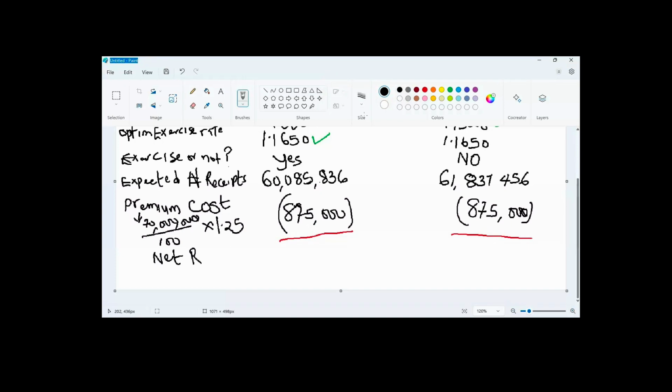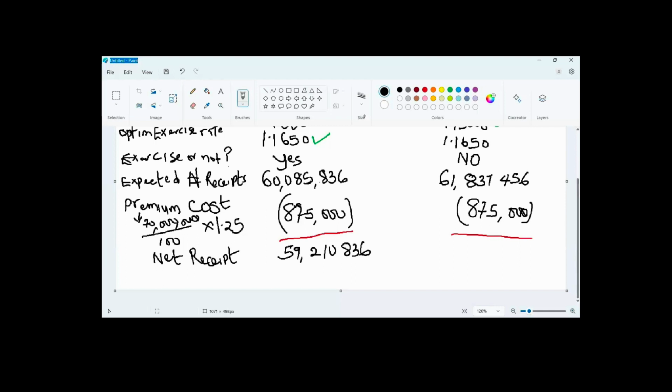Net receipts. I will answer your question. I don't want to round up this. You now compare 60 million minus 875,000 minus 60,836. This will give us 59 million 210 836. The second one, please check it out.